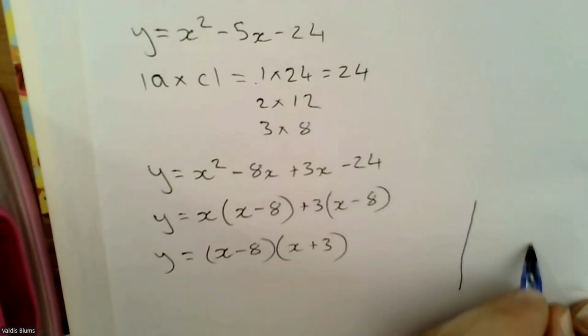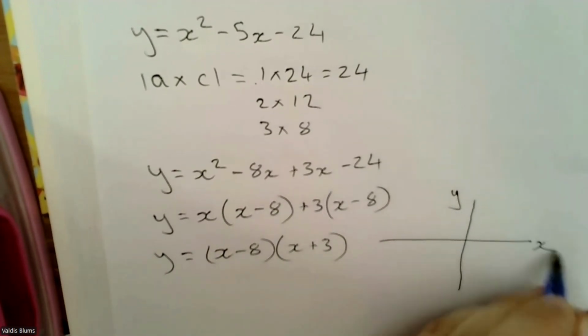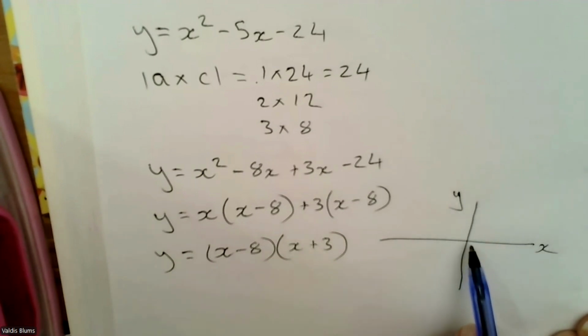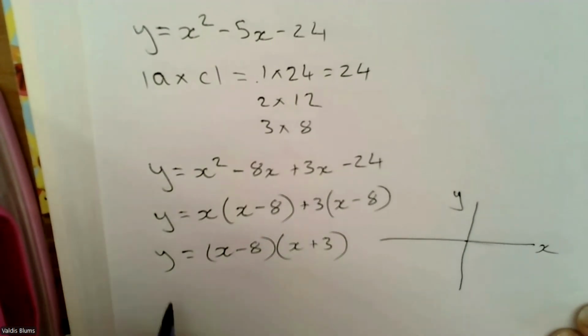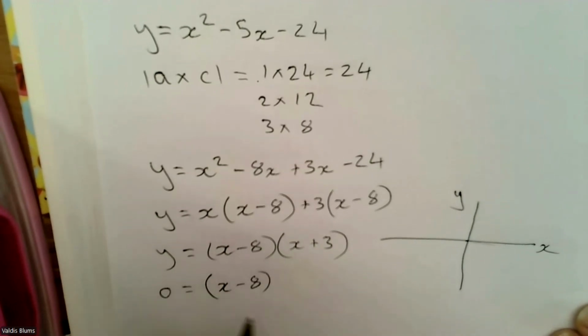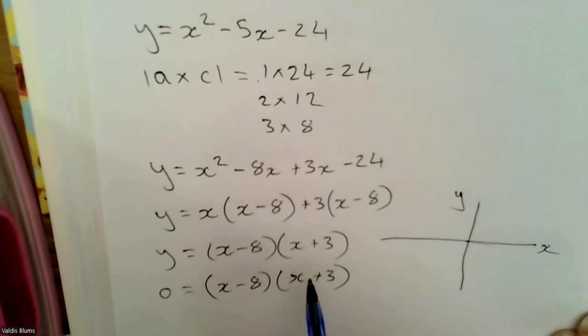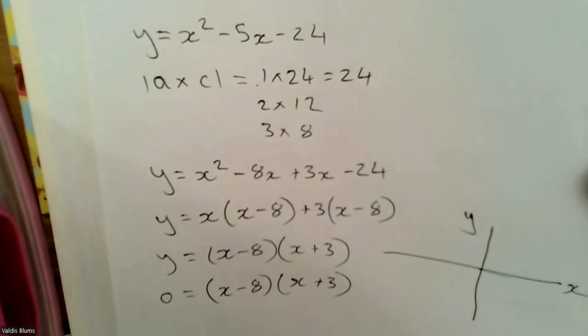when we're plotting it, we're looking where y is equal to 0. So along this, that's why we call it the x-intercepts. So where y is equal to 0, we're trying to find what those x values are. Now, the null factor law says that when this set of brackets is equal to 0, and when this set of brackets is equal to 0, this statement holds true.